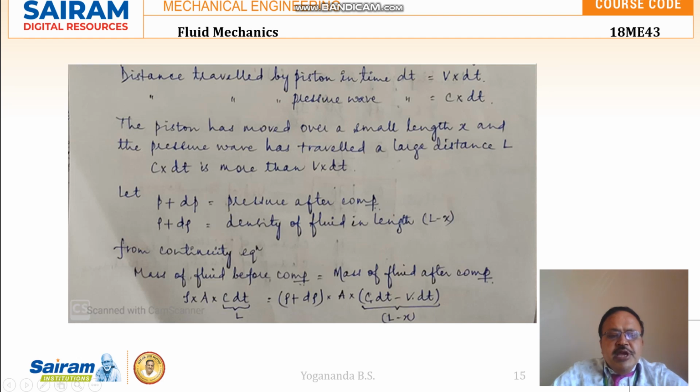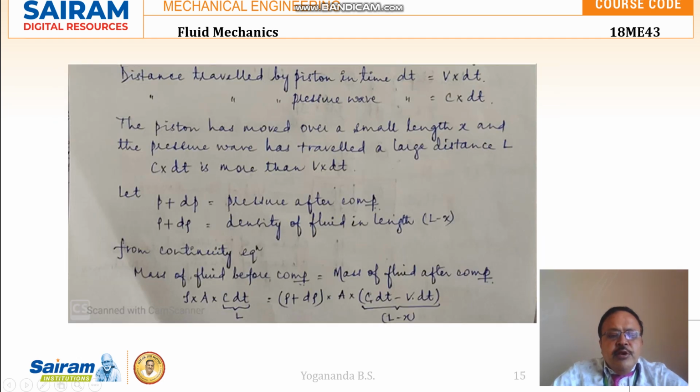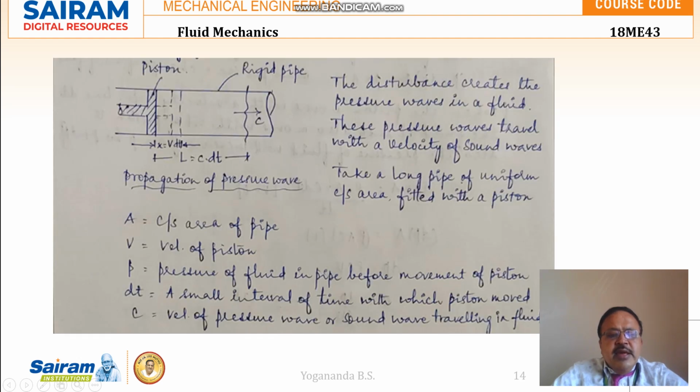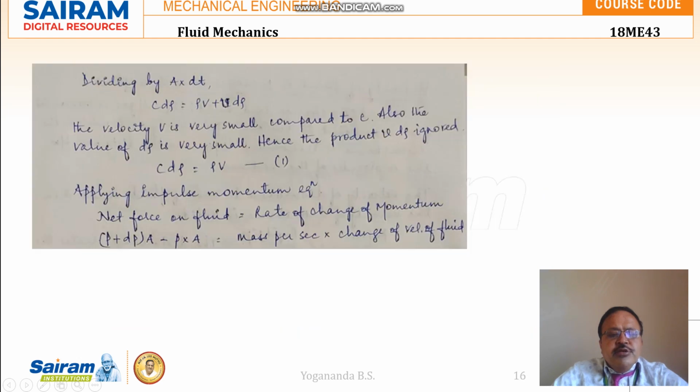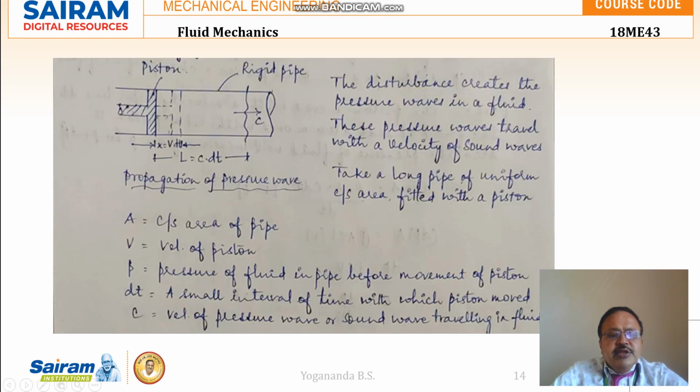Let P plus dP be the pressure after the compression, that is the pressure created in the pipe. Rho plus del rho is the density of the fluid in the length L minus x. As the pressure changes, density also changes here, as the fluid is getting compressed. From the continuity equation, the mass of the fluid before compression is equal to the mass of the fluid after compression. We know that density is mass by volume, so mass is density into volume, where density is rho and volume is area A into length L, where length L is c into dt.